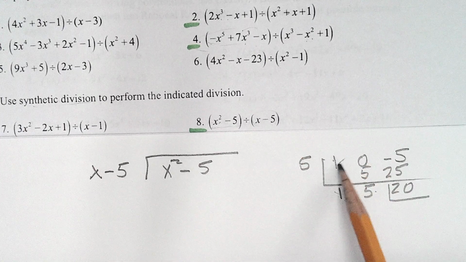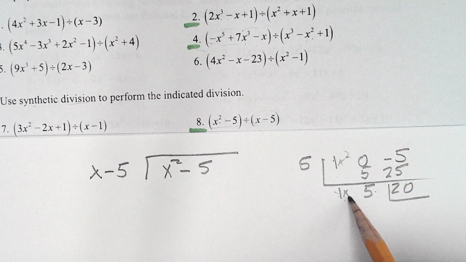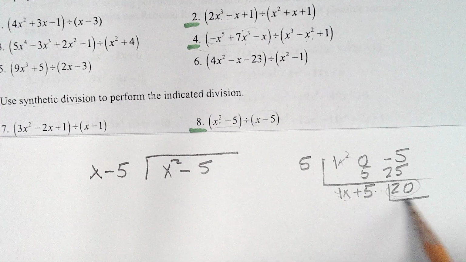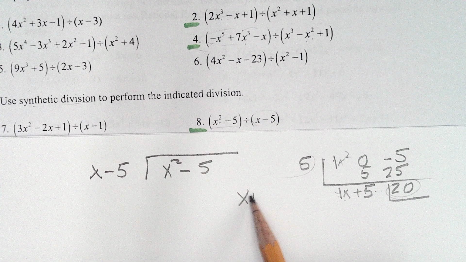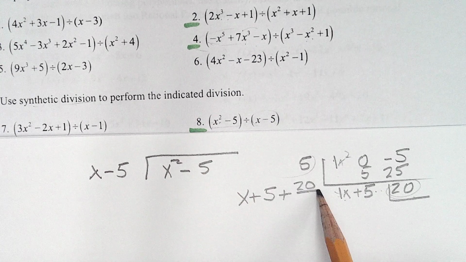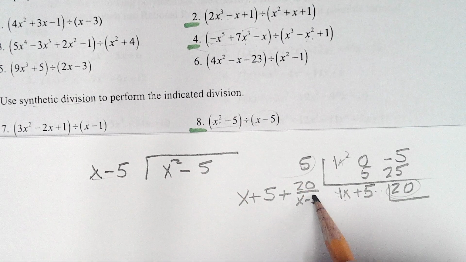I started with x cubed. It goes down in power by 1, so it's x squared plus 5x plus 20 divided by x minus 5. X plus 5 plus my remainder over my divisor. The 5 came from x minus 5.